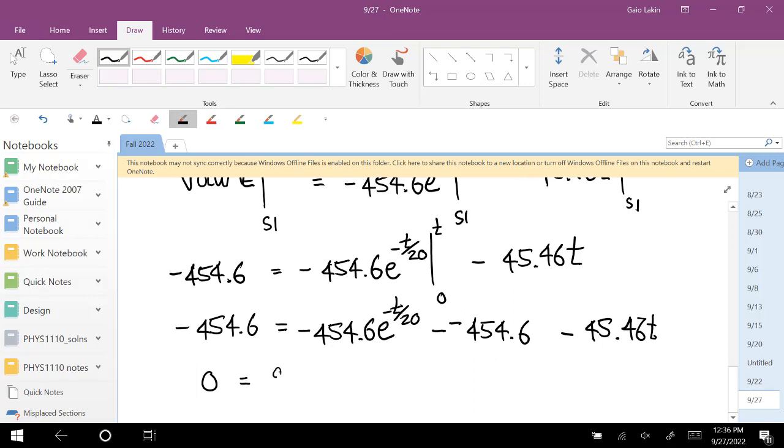So 909.2, that's the two 454s added together, minus 454.6 e to the minus t over 20, minus 45.46 t. And now we're trying to find the zeros of that.